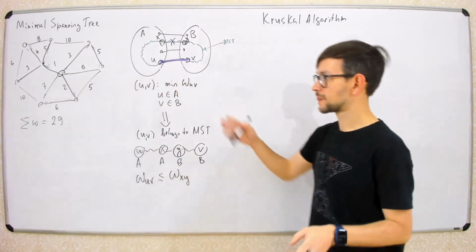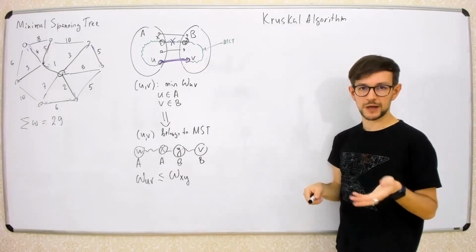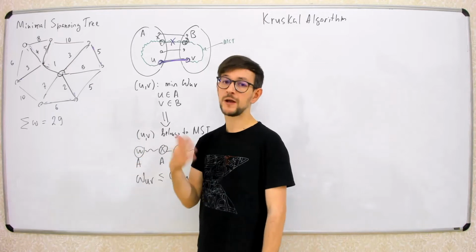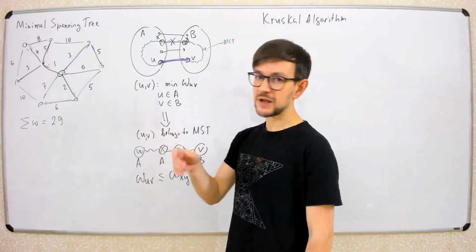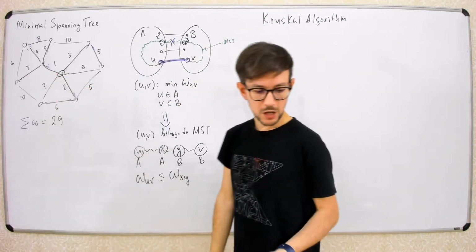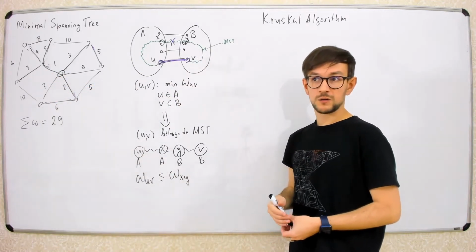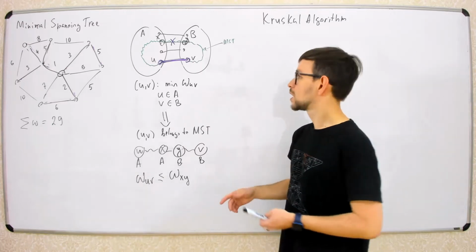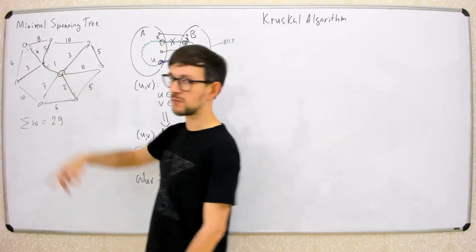Let's take the graph. Let's find the minimal edge. So let's sort all the edges by the cost, by the weight, and take the minimal one. For example, here we have this edge 1. Easy observation: this edge 1 should belong to some minimal spanning tree. Why should this edge 1 belong to some minimal spanning tree?